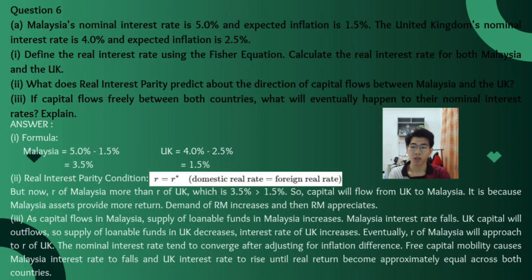3. With capital flowing into Malaysia, supply of loanable funds in Malaysia increases. Malaysia interest rates fall, UK capital will outflow, so supply of loanable funds in the UK decreases. Interest rate of the UK increases, eventually the interest rate of Malaysia will approach the interest rate of the UK. The nominal interest rates tend to converge after adjusting for inflation difference. Free capital mobility causes Malaysia interest rate to fall and UK interest rate to rise until real return becomes approximately equal across both countries.